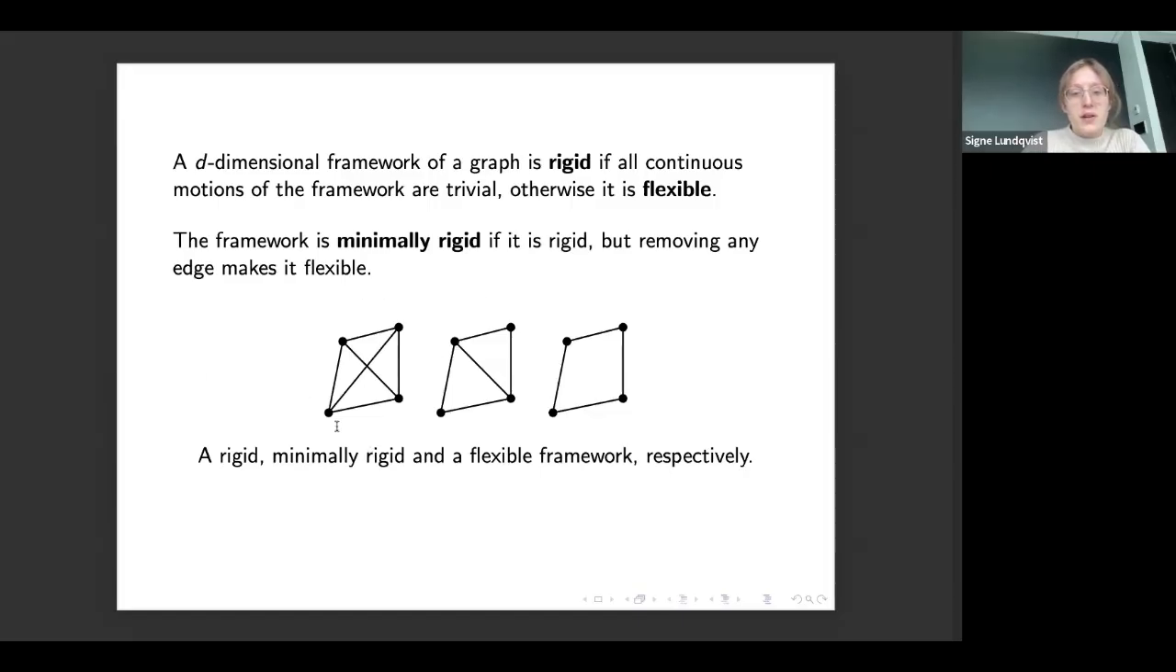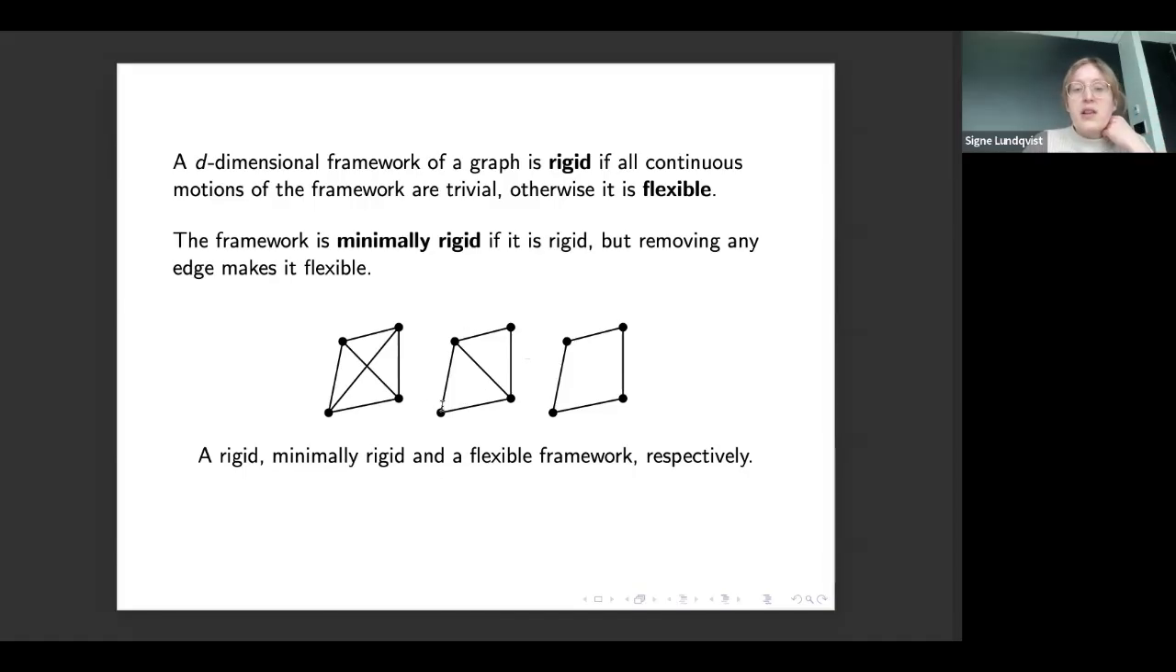So the K4 framework here is rigid. Since every pair of vertices is connected by an edge, any continuous motion of the framework will have to preserve the distance between any two vertices. So it will have to be a translation or a rotation, or a combination of them.